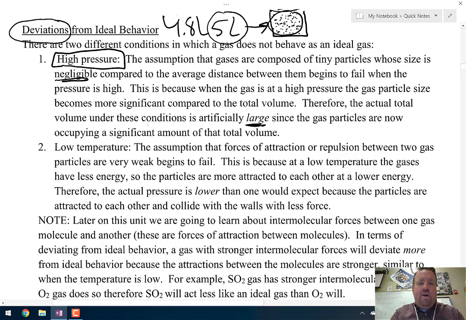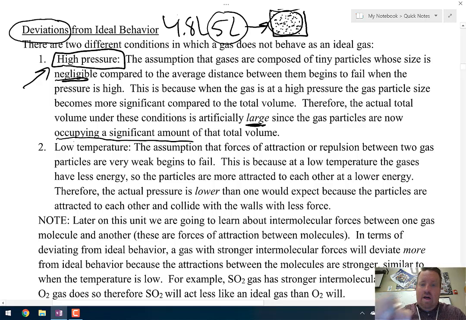So the actual total volume under these conditions is artificially large since the gas particles are now occupying a significant amount of that total volume. So as the pressure goes up, the gas particles start occupying more of a significant amount of that volume. Okay, so that's our one time that gases do deviate from ideal behavior: when the pressure is high.